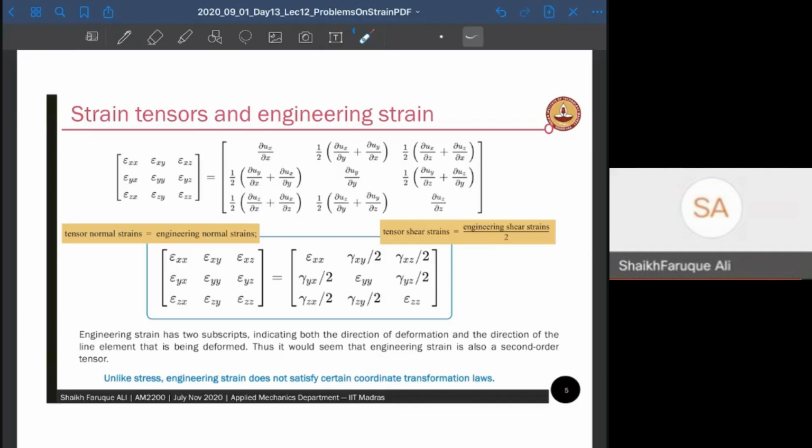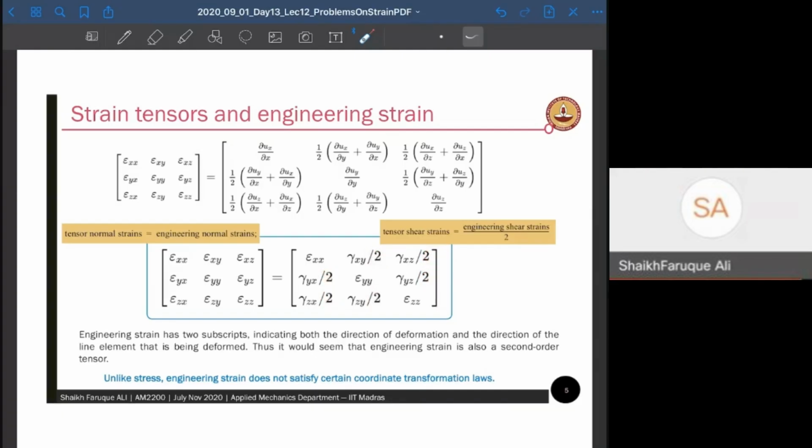and then you get something called tensorial strains, which is a little bit different from engineering strain. The normal strains remain the same. So normal tensorial strain is equal to normal engineering strain, but the tensorial shear strain is equal to half the engineering shear strain. So the tensorial shear strain changes by half. So there is a factor here that needs to be applied.